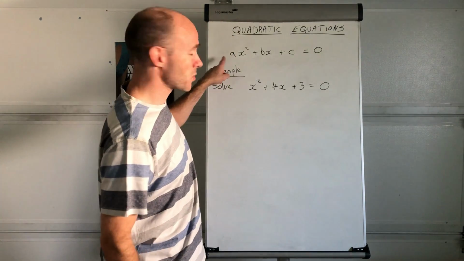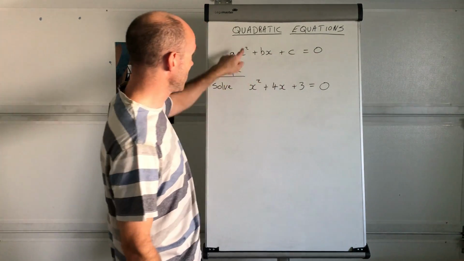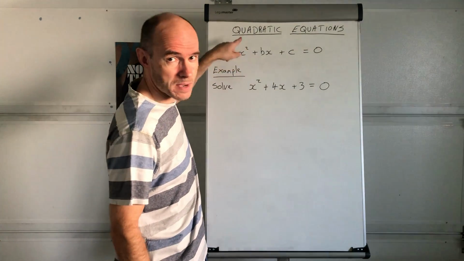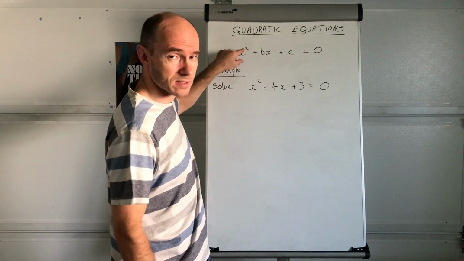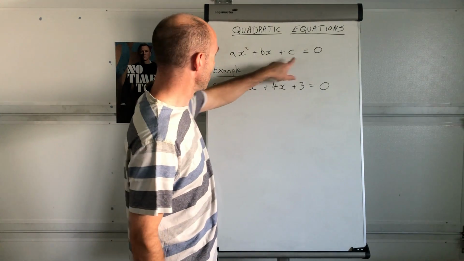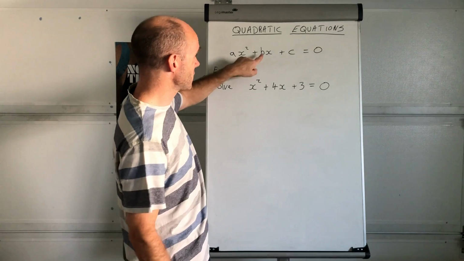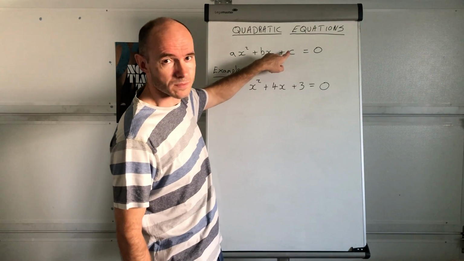So this is what a quadratic equation looks like: ax squared plus bx plus c equals 0. This is called the power index. It's a power 2 equation, that's why it's called a quadratic. It's the highest power. That's the linear term, x to the power 1. That's the constant. These are called coefficients: the coefficient of x squared, the coefficient of x, and then the constant.